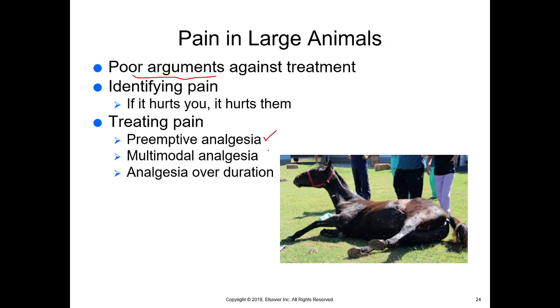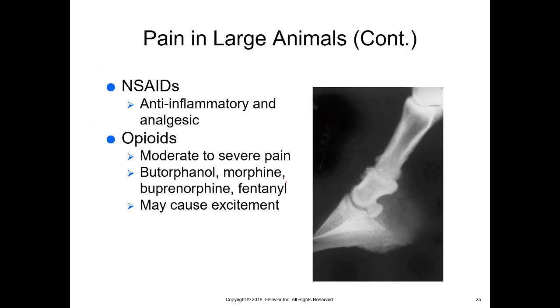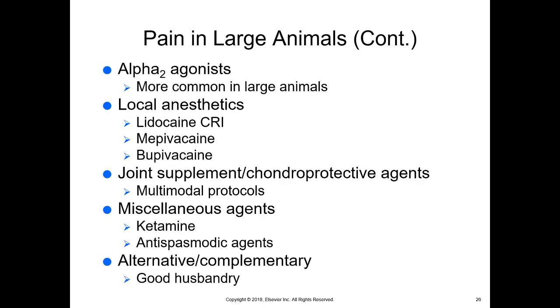We can use the same rules, preemptive, multimodal, and giving analgesia over time. That's all going to help. With all large and small animals, NSAIDs can work as an anti-inflammatory and an analgesic. Opioids help with moderate to severe pain. We can use butorphanol, morphine, buprenorphine, and fentanyl. We have to remember that in both cats and horses, opioids can cause excitement. It's dose dependent, so the higher you go, the more excited the animal will get.